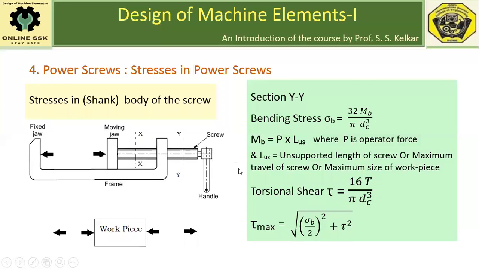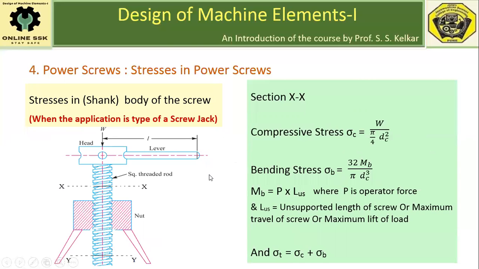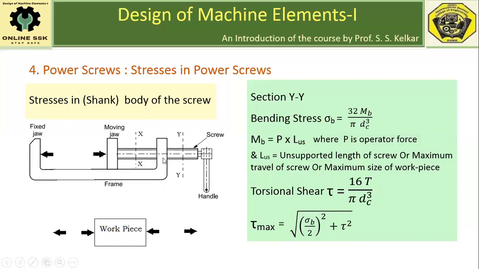Now for section YY, we have seen that this portion is experiencing the entire torque as given by the operator, force P multiplied by the length of the bar. This total torque is transmitted through section YY to the nut and further to the collar. Therefore, this portion YY is subjected to total torque, and the torsional shear stress developed inside section YY is given by 16 T upon pi dc cube.